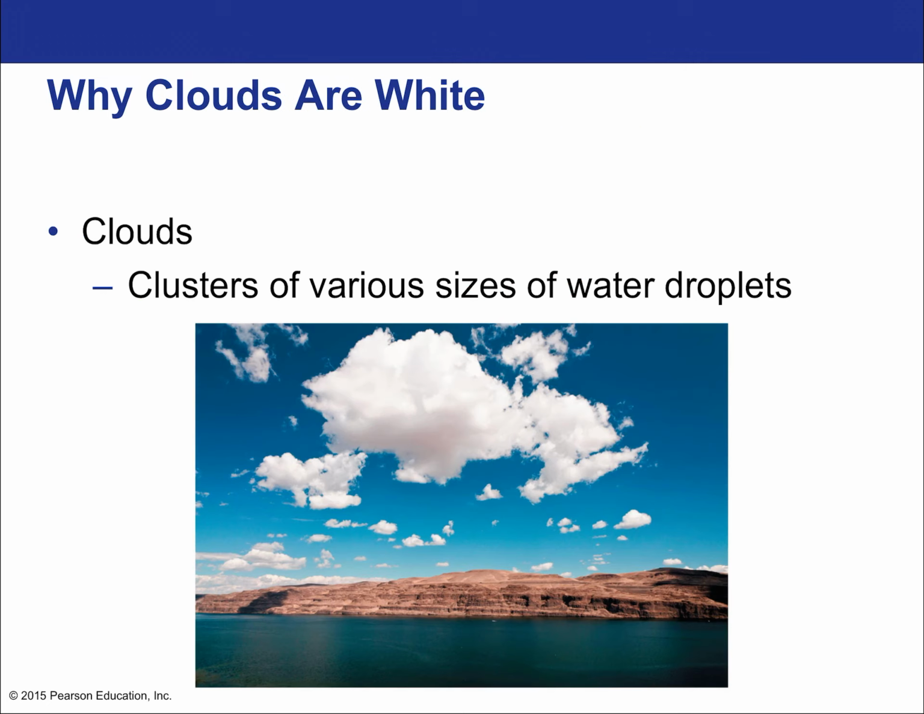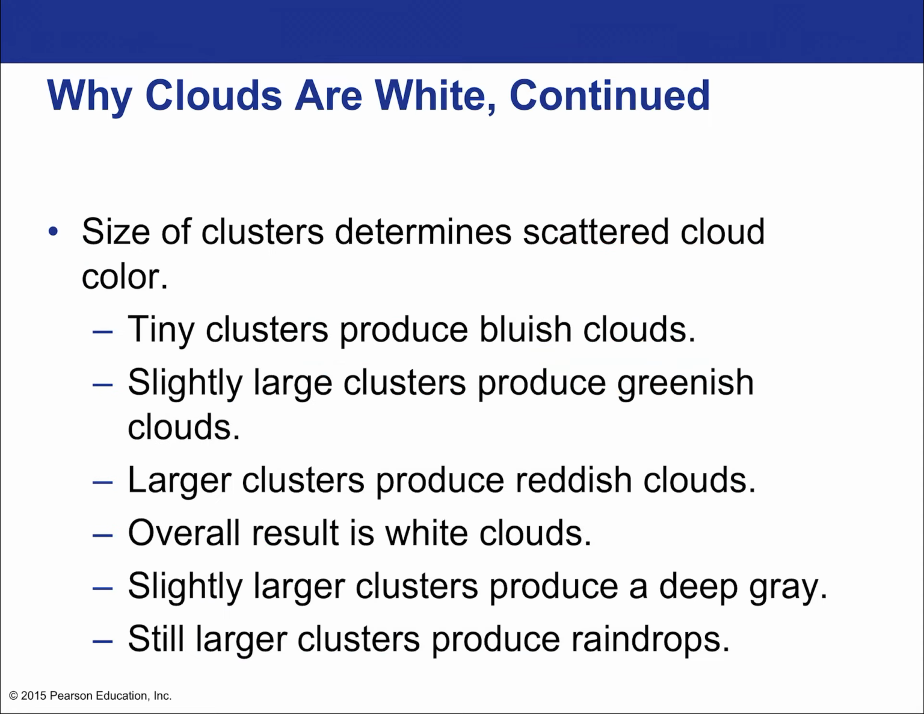Okay, so as far as clouds, well, clouds are white, and they're white for kind of the same reason we're talking about, because it's an overlapping of lots of scattering. So the idea is that in your clouds, tiny clusters produce bluish colors, so the very small pockets of water molecules combine. But clouds are never just water; they always have some dust in them. Otherwise, the water molecules wouldn't be able to stick together. They have to lose some energy by bouncing into dust particles. Slightly larger clusters produce greenish colors. Large clusters produce reddish colors, and then the overall result is the white clouds.